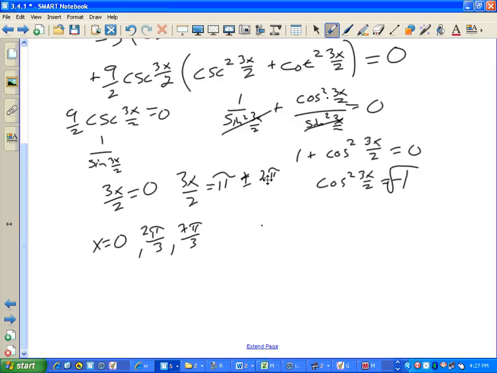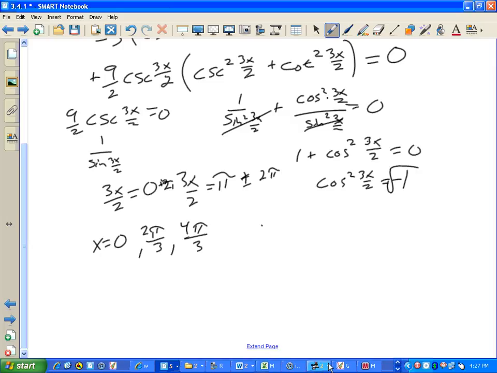I think I did that right. And this is past 2 pi, so that one doesn't count. But this one, I want to add 2 pi onto this one. And when I multiply that by 2/3, I get 4 pi over 3. So that's another one. There we go. If you have questions on that, you can let me know tomorrow. But these are going to be my critical points.